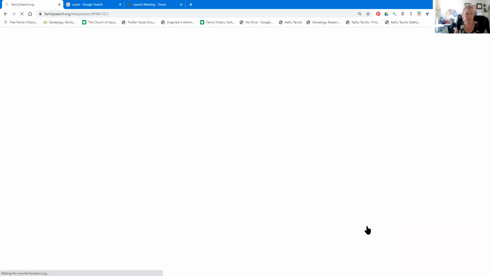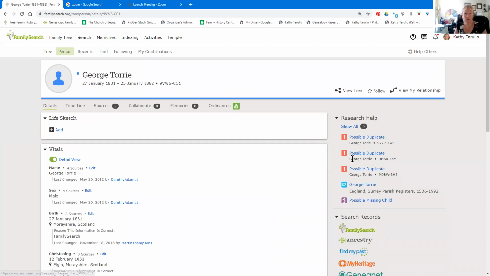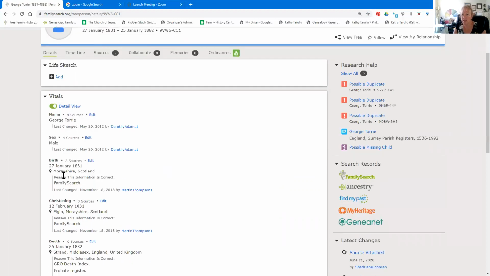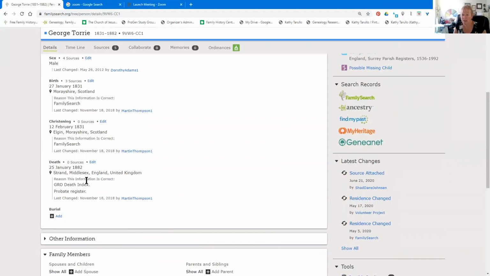And oftentimes you'll find records that need to be merged in the research help section, and you'll see that George Torrey has 3 possible records that need to be merged. So the first thing I'm going to do is familiarize myself with George Torrey. I can see that he was born in 1831 and died in 1882, so he's 51 years old, died right before his 51st birthday. I can see that he was born in Scotland and he died in England.